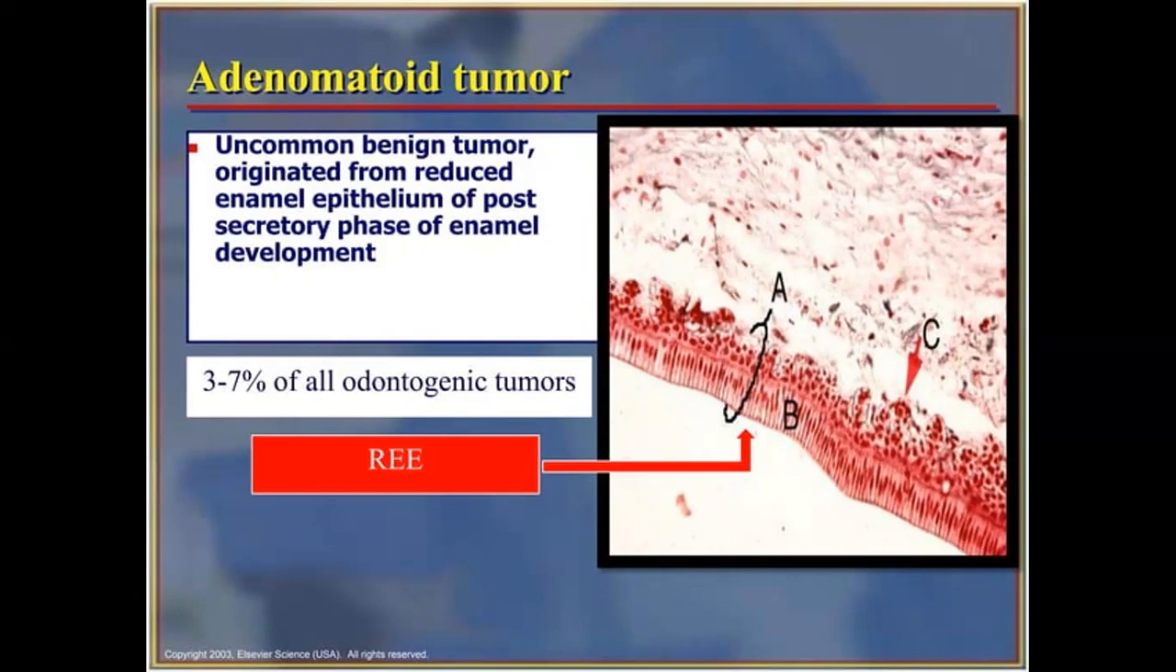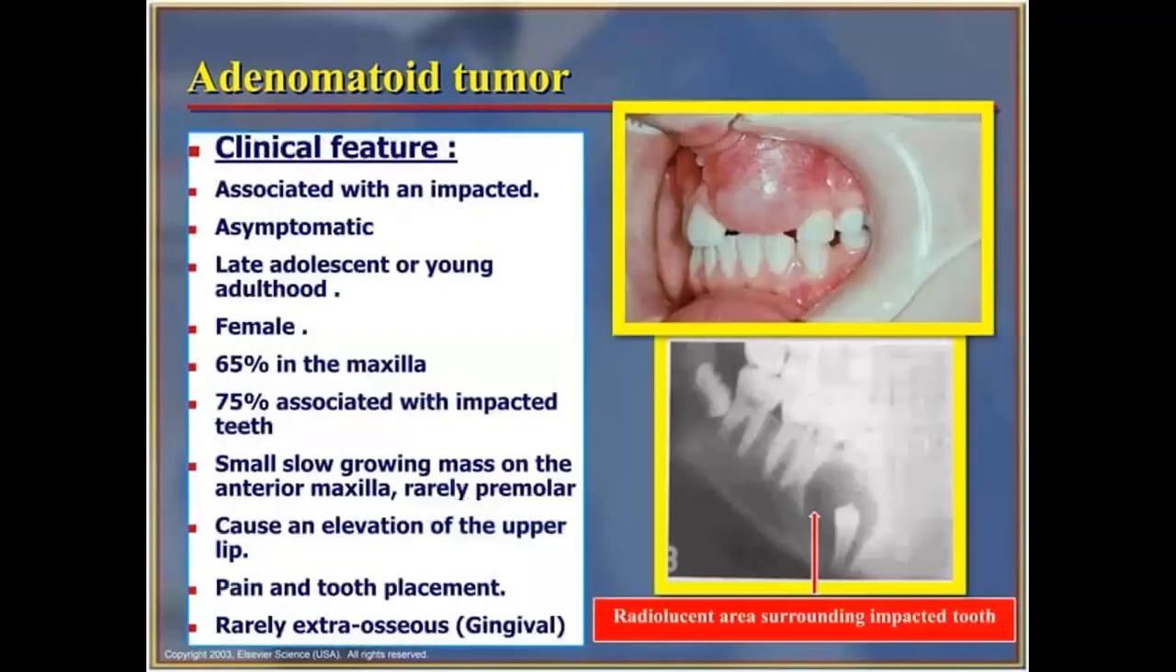It's an uncommon benign tumor originating from reduced enamel epithelium of the post-secretory phase of enamel development. About 3 to 7% of all odontogenic tumors are like this.